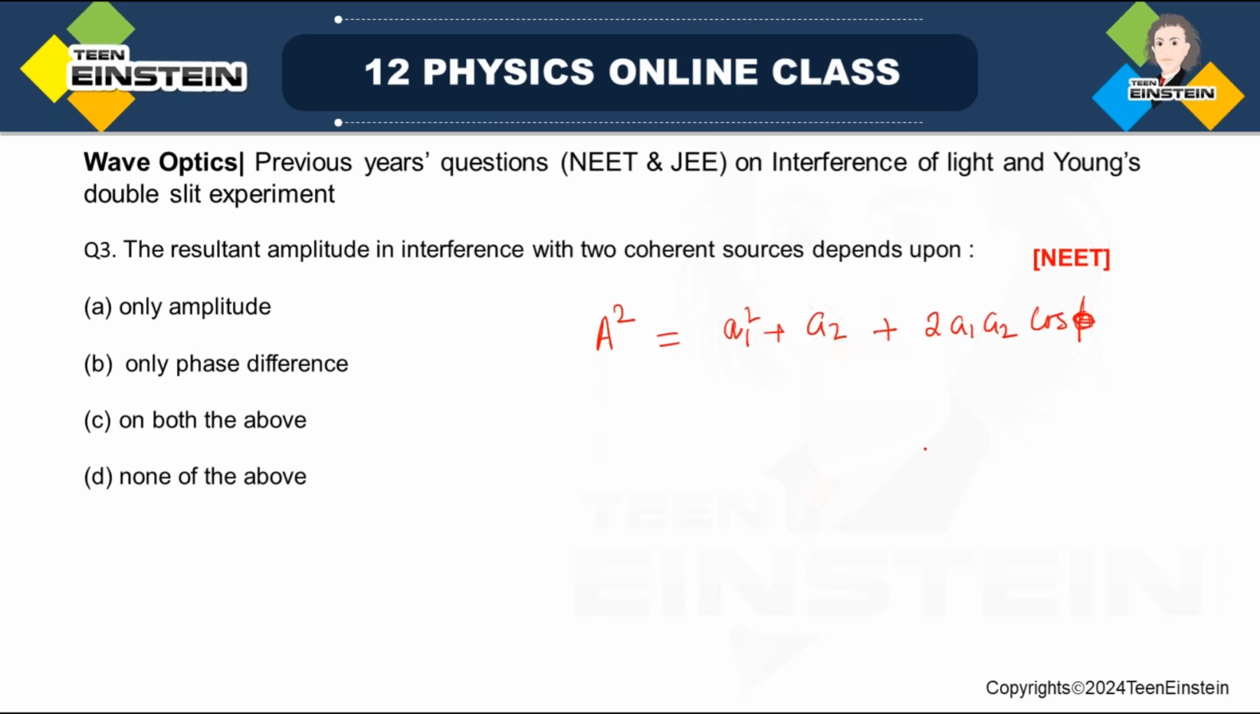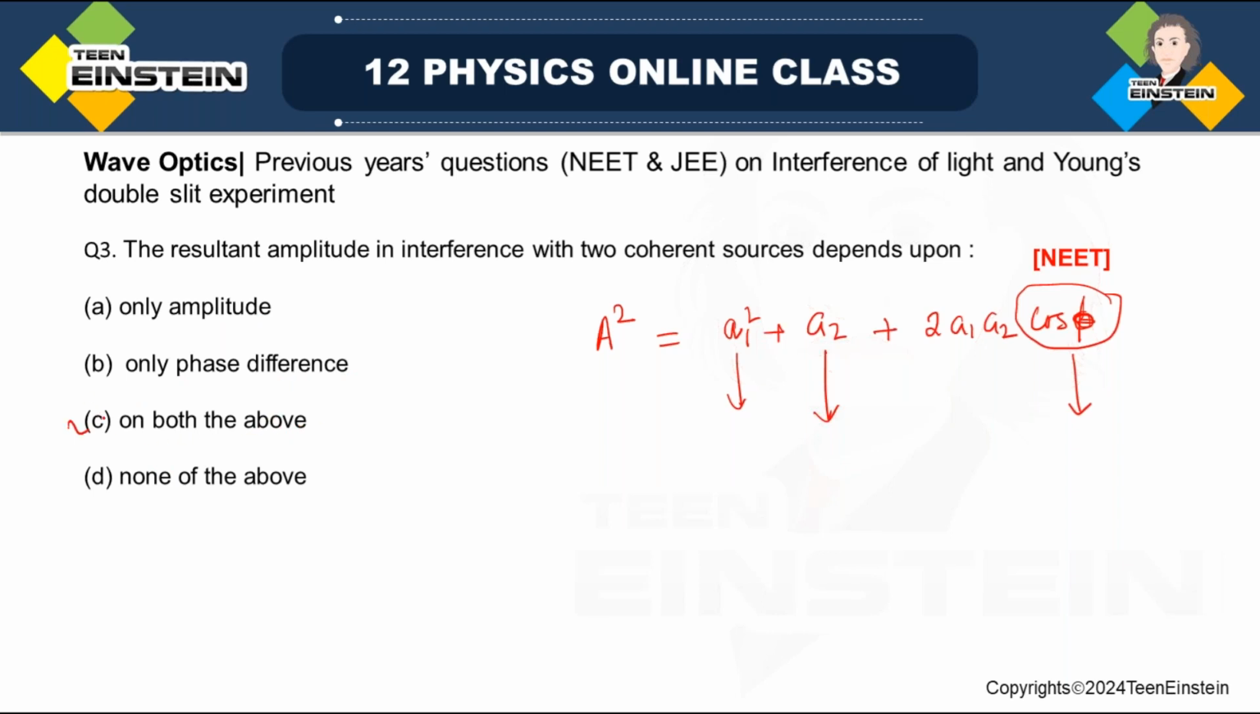Okay, so this is the resultant amplitude, and if we multiply by k, I can write intensity in terms of intensity as well. So you can see that the resultant amplitude depends on both the amplitudes: the amplitude of the first wave, the amplitude of the second wave, and also this thing is important, that is phase difference, phi. So here we'll see: does it depend only on the amplitude, only on the phase difference, or on both?